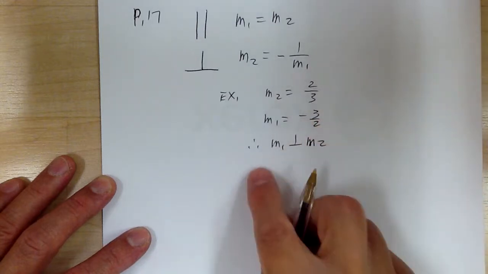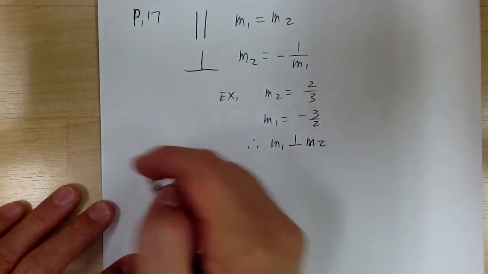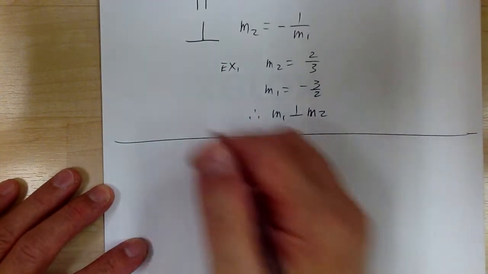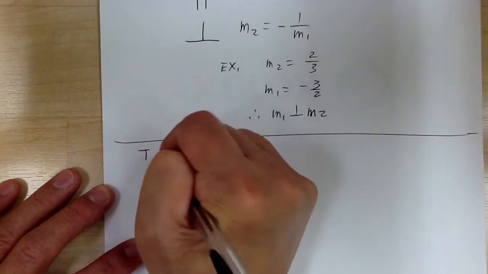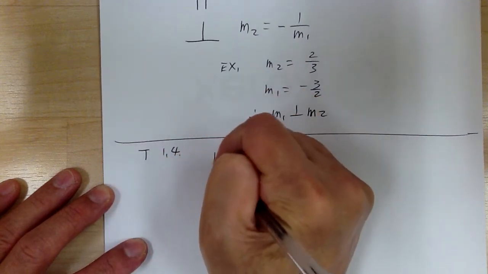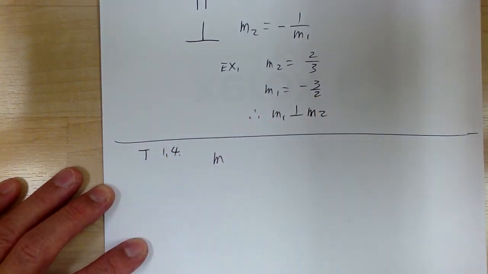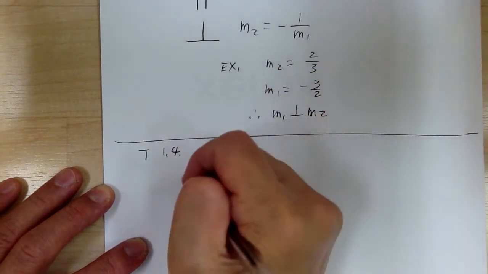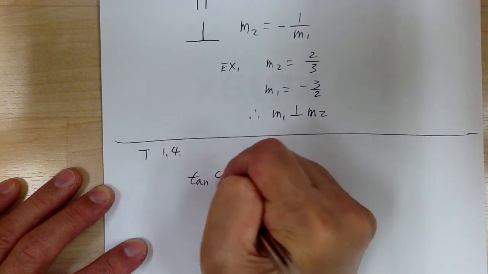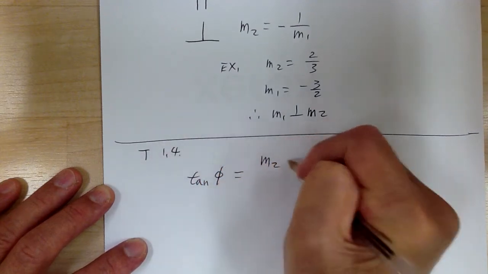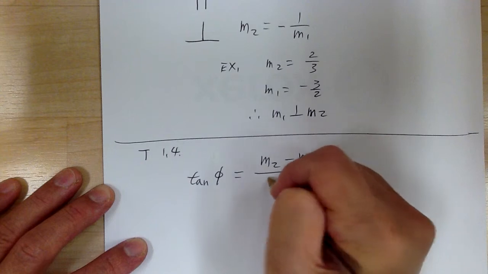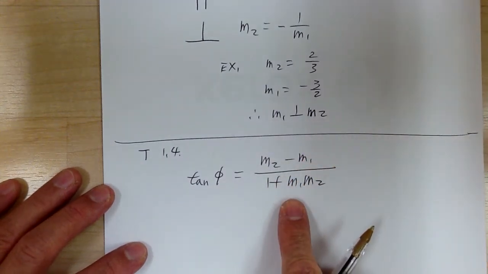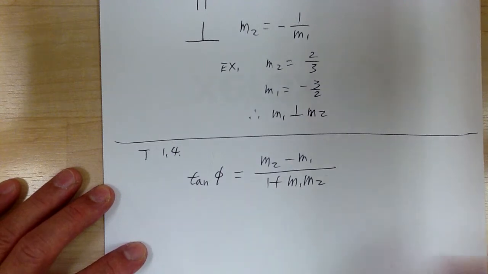Okay, so again, it's just an example. Now, the one that's a little bit more complicated is theorem 1.4. This is to figure out the angle between two lines. So you have tangent phi equals M2 minus M1 over 1 plus M1 M2. Now this came from the sum identity for tangent.